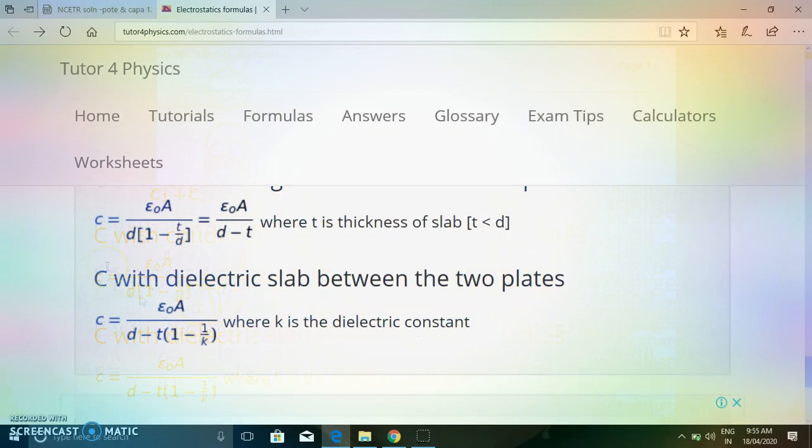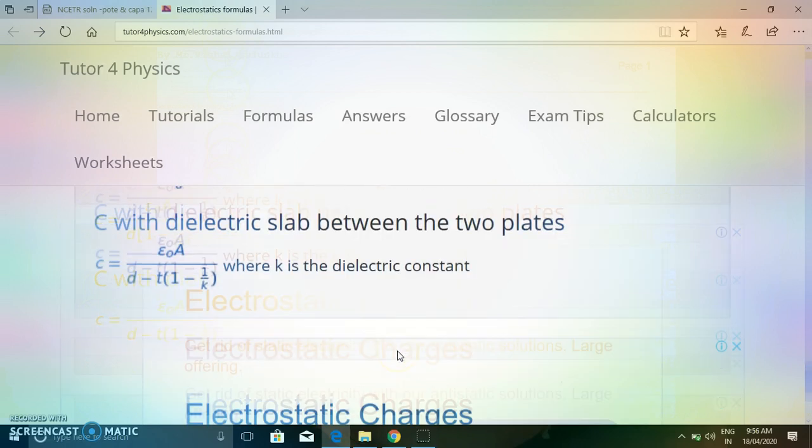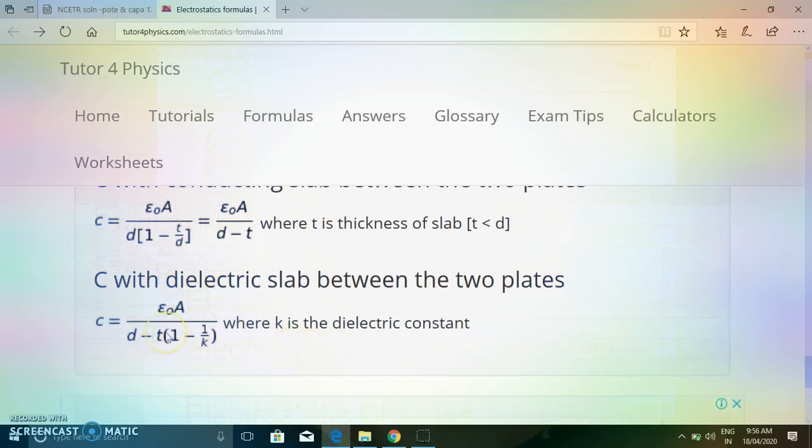Then for the capacitance of a parallel plate capacitor with a dielectric slab between the plates, we can use the formula C is equal to epsilon naught A upon d minus t into 1 minus 1 by K, where K is the dielectric constant. So hope you understood all these formulas very properly.